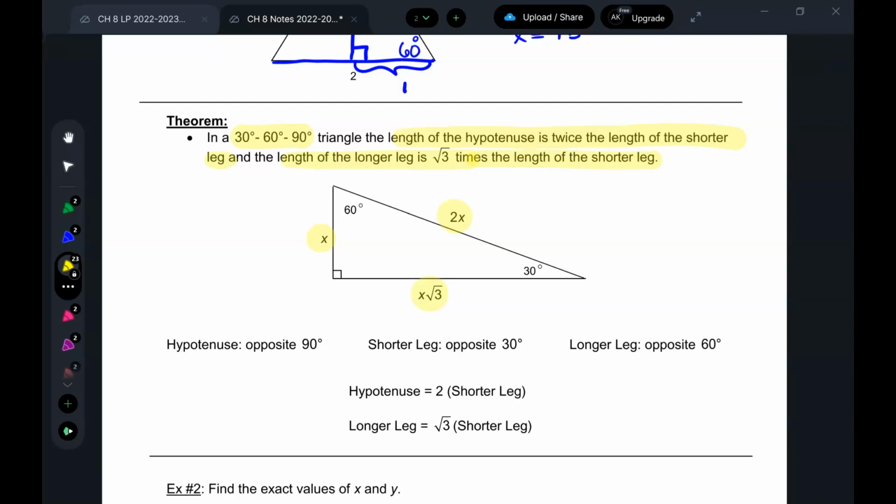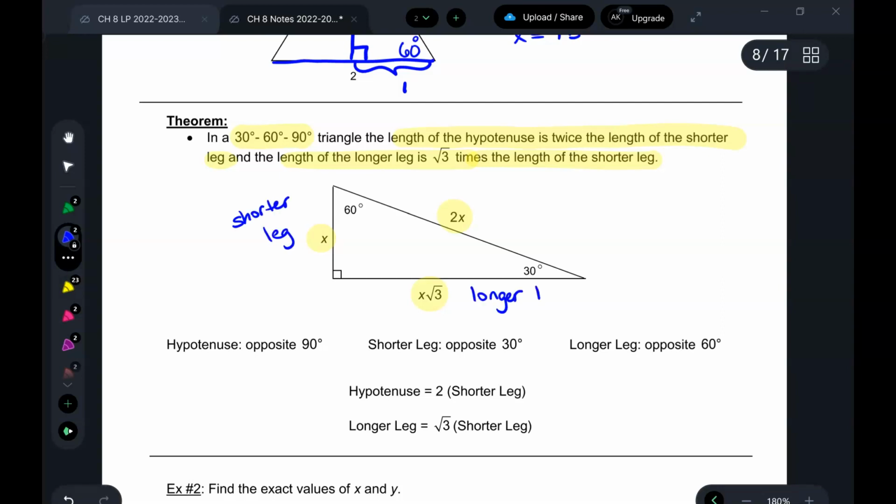So if we know the shorter leg, I call it the shorter leg because it's opposite the 30, right? And the longer leg. So this is the shorter leg. This is the longer leg. And obviously here we have our hypotenuse. That means, again, these are shortcuts, so you don't have to do Pythagorean theorem. This homework assignment is not supposed to have a lot of work in it. You're supposed to apply these theorems.